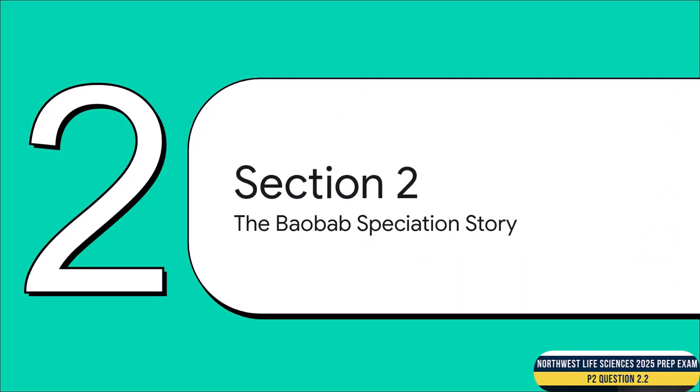Okay, our foundation is solid. Now it's time for the main event, the 6-mark beast, question 2.2.4. But here's how we're going to tackle it. We're not going to think of it as just a question. Instead, let's frame it as a story. The epic story of how one group of baobab trees evolved into 2 totally distinct species.